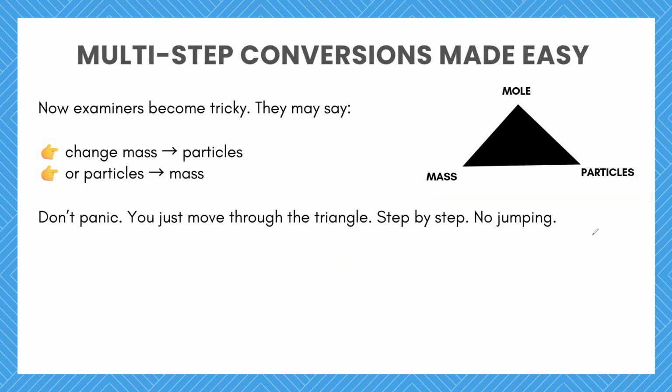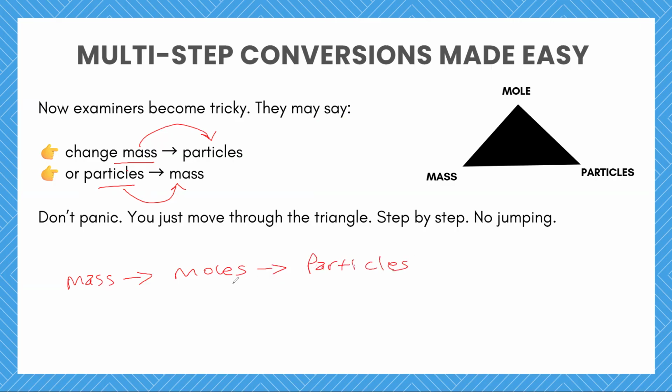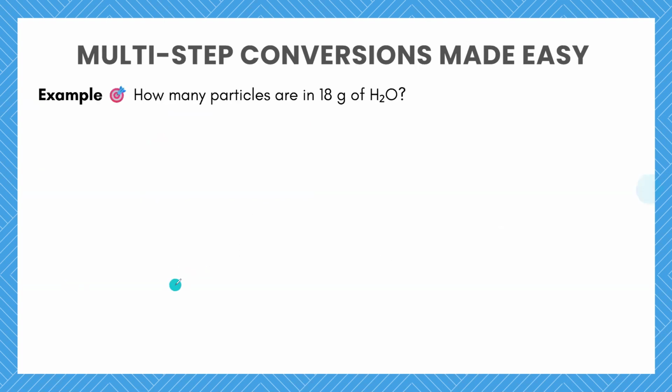Now, some examiners that are setting questions for you can say, okay, let's take it a bit further and become more tricky. They can now say, change the mass of a substance into number of particles, or change the particles into mass. What do you do? It is as simple as that. You just simply change the mass of that substance into number of moles, and then from number of moles, you can change it into the number of particles. It is as simple as that. Let's take some examples to show you what exactly I'm talking about.